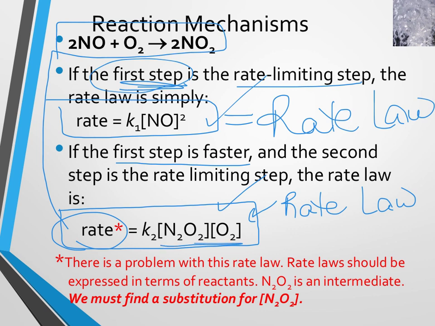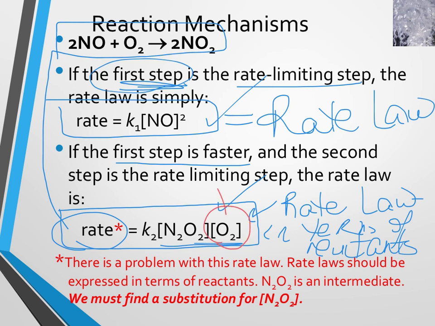Well, I'll tell you right now, and that is rate laws must be expressed in terms of reactants. So is this rate law expressed in terms of reactants? Well, let's see, oxygen is a reactant. What on earth is N2O2? Where did that come from? It's not a reactant. So this is impractical as a rate law.